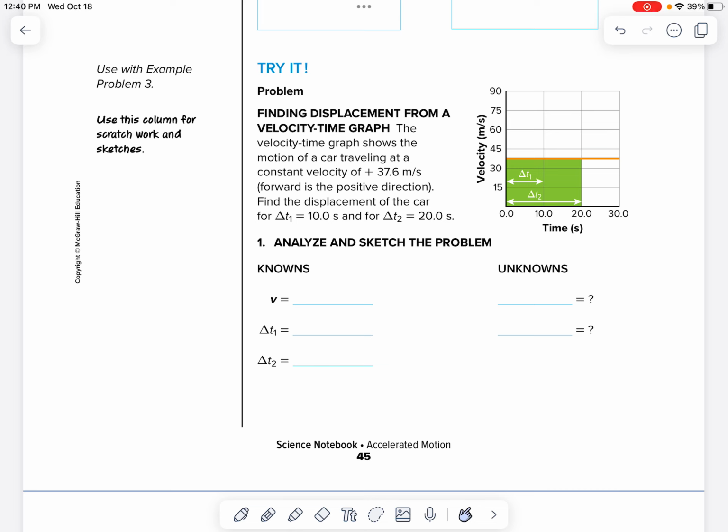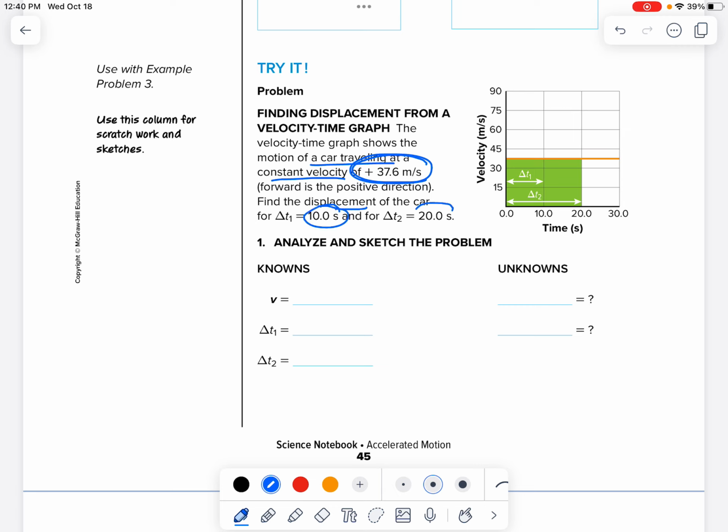This one is saying that the velocity time graph shows the motion of a car traveling at a constant velocity. There's a constant velocity, and we want to find out how far has it gone in 10 seconds, how far has it gone in 20 seconds.